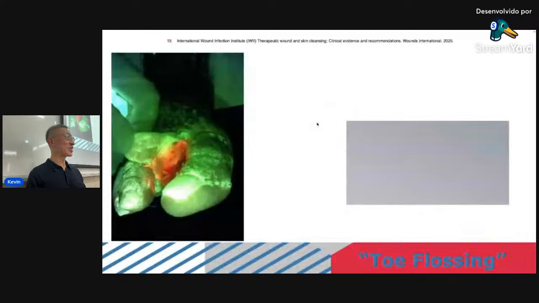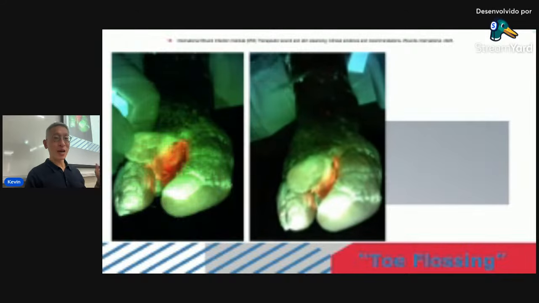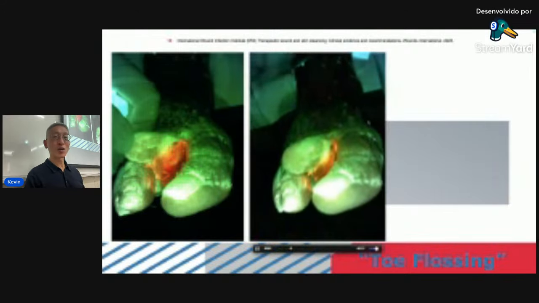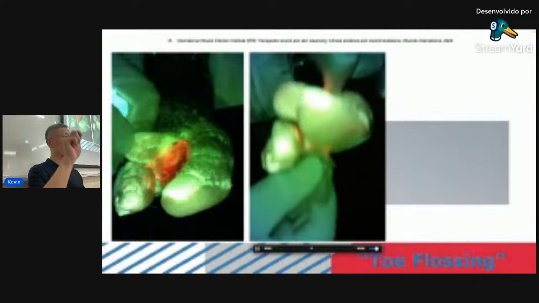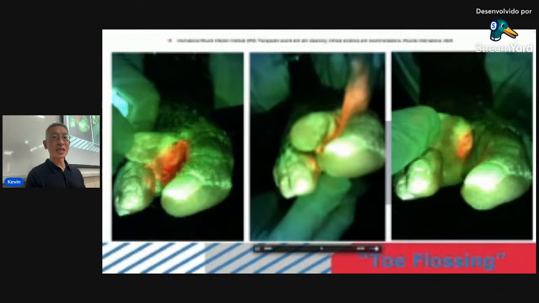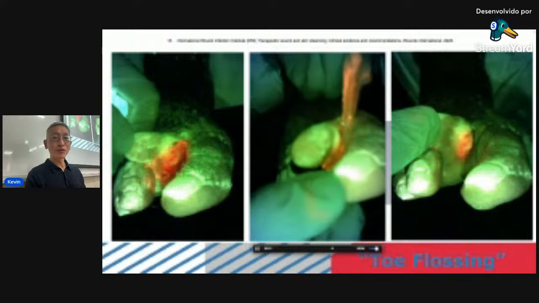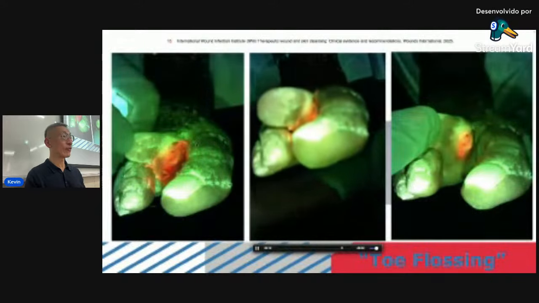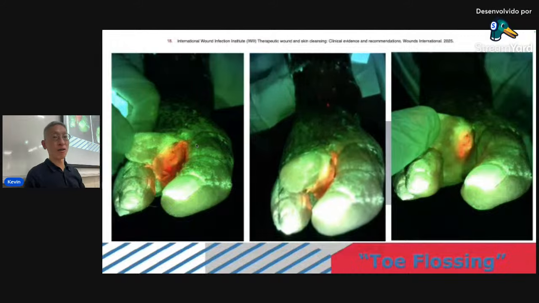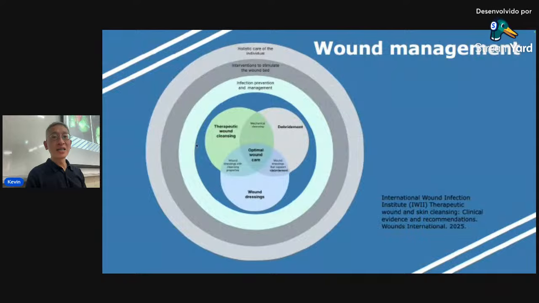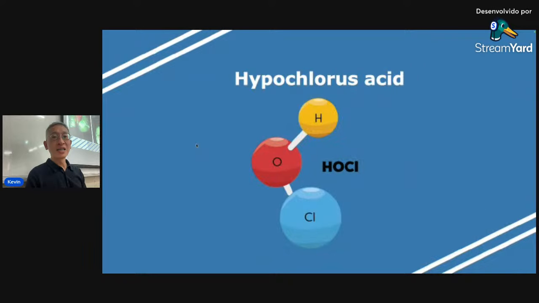So you can see in this picture, we use the term toe flossing to describe how we clean an area between the toes using a moistened gauze to really do a good cleaning. You can see the after effect: there's a significant reduction in the amount of bacteria in the area that is involved. So cleansing definitely can make a huge difference.